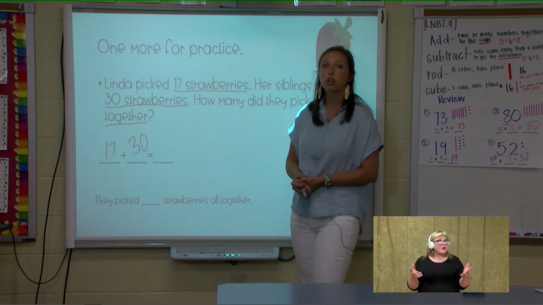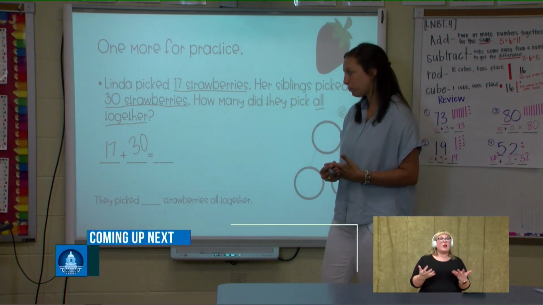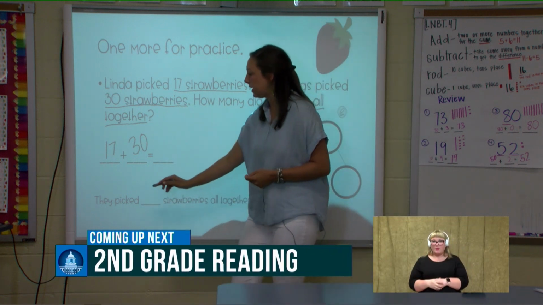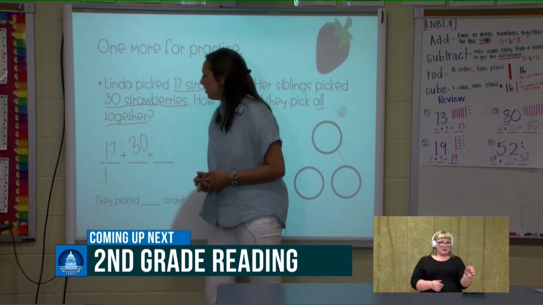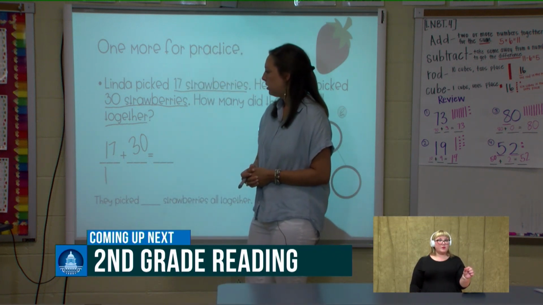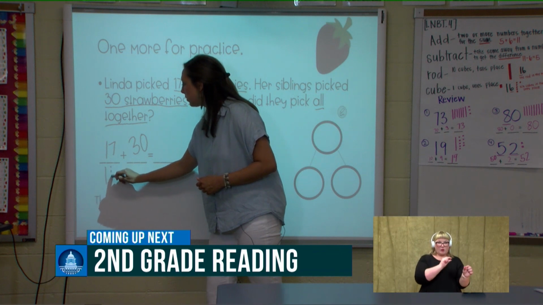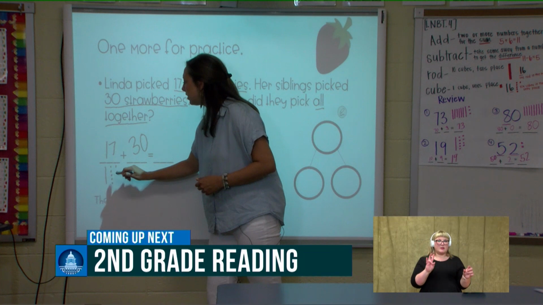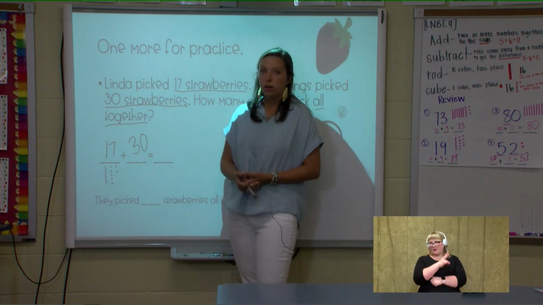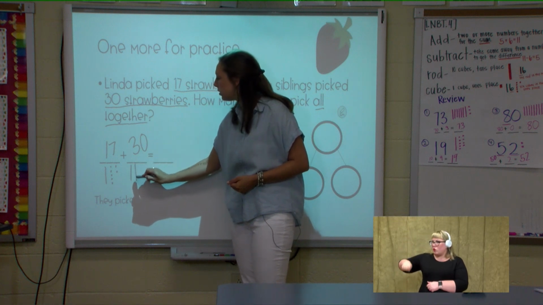We're going to start with drawing out our rods, or you can hold up the number of rods. For 17, we have a 1 in the tens place, so that's 1 rod. And 7 cubes. 1, 2, 3, 4, 5, 6, 7. For 30, we know that that is 3 rods. 1, 2, 3.